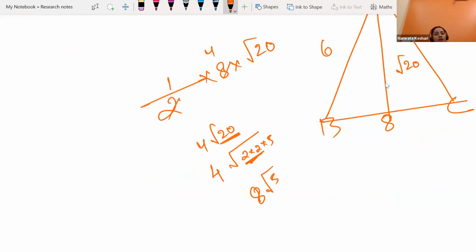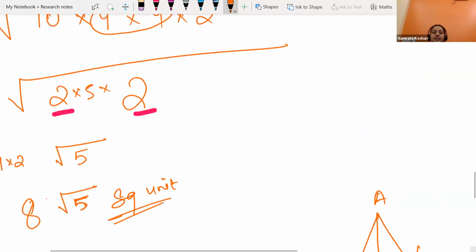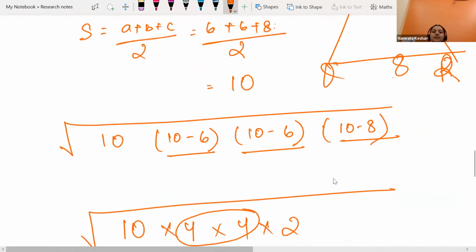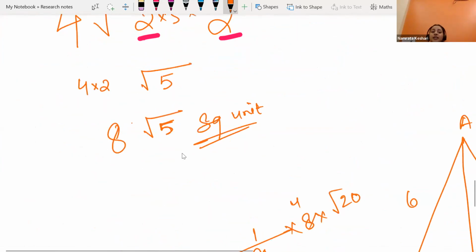It will be 8 root 5 by the older formula. And by the new formula, can you see still it is 8 root 5? Yes, ma'am. This S minus A, S minus B, S minus C is giving us 8 root 5. Okay, we must realize it. Root 20 there we were having, here root 5 we are having. I was just comparing 4 and 8. So our answer is same.